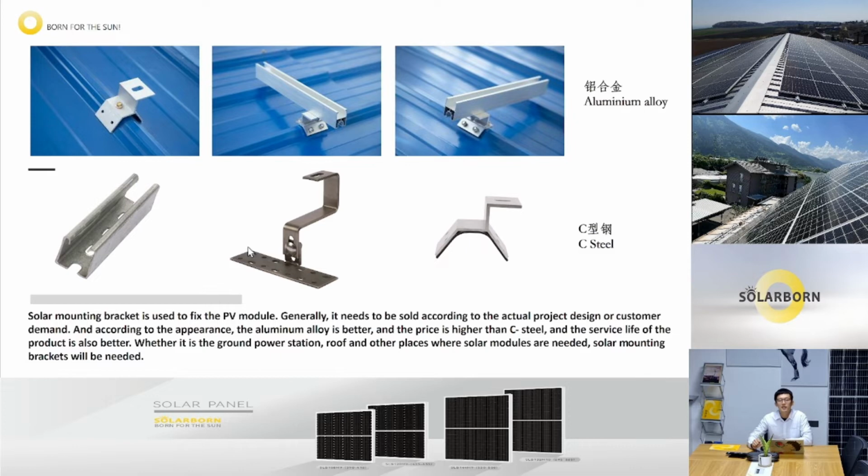Another topic is our mounting brackets. The mounting brackets are normally used to fix the PV modules for installation. Solarborn mainly manufactures mounting brackets in two kinds. One is aluminum: the appearance is much better and the service life is much longer. The other is C steel: the appearance may not look as good, but the cost is cheaper than aluminum.